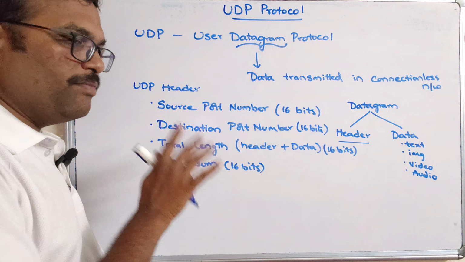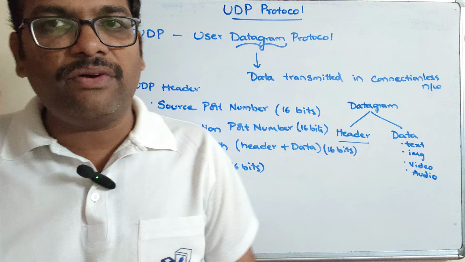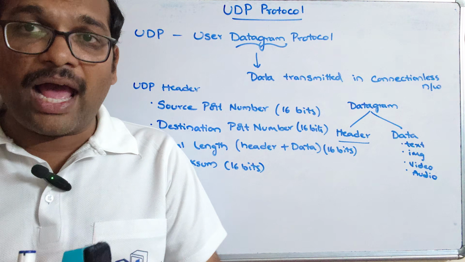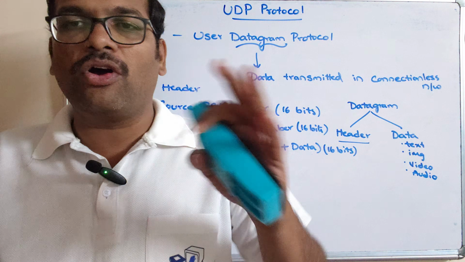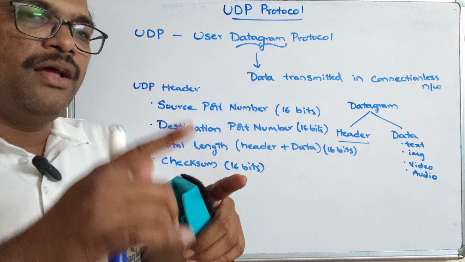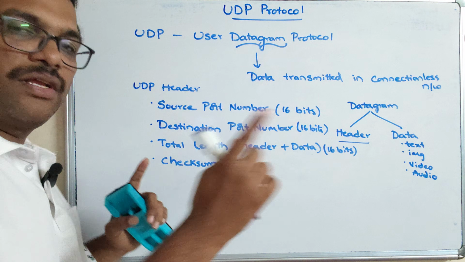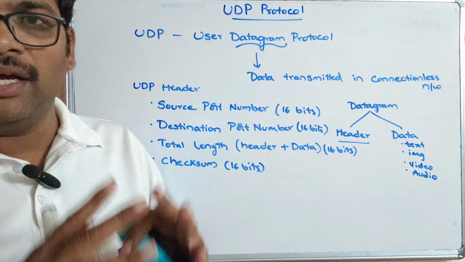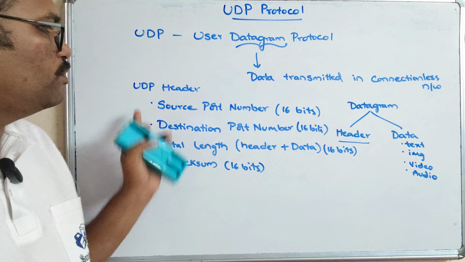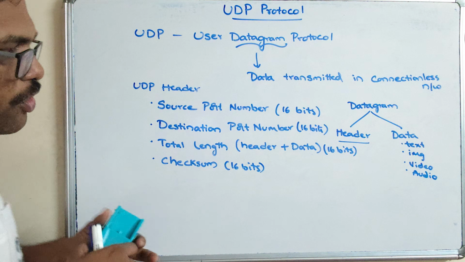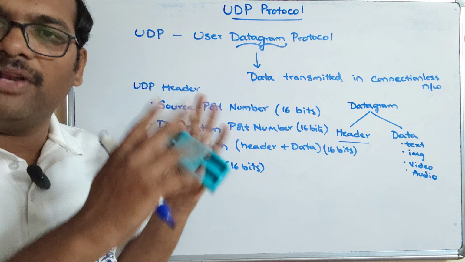So only checksum, that means once data is received at the destination, it can identify whether the data has been modified or not by calculating the checksum at the destination and comparing it with the checksum added into the datagram, right? So these are the only 4 fields which are available in the header. Now I'll show you the header format, how these will be organized.